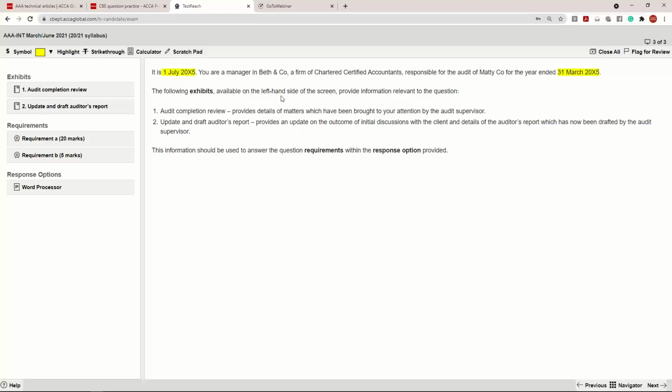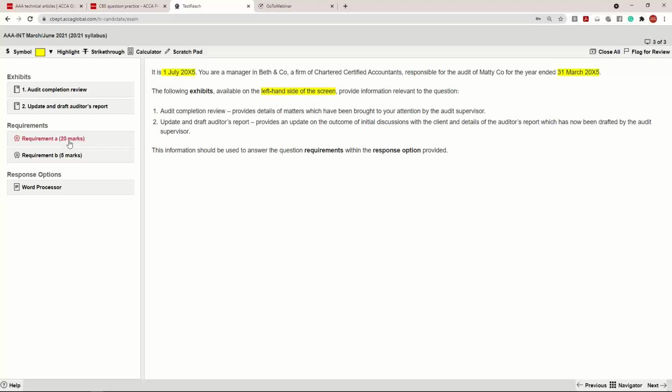The following exhibits are available on the left hand side of the screen. The exhibits provide information relevant to the question. There are 2 exhibits: one is an audit completion review and one is an update on the draft audit report. Can you see the 2 exhibits? One exhibit is on the completion stage of the audit, and one exhibit is on the auditor's report. So is it just a reporting question? No, it is a completion and reporting question. One exhibit looks at the completion aspects of the audit, and one looks at the report aspect.